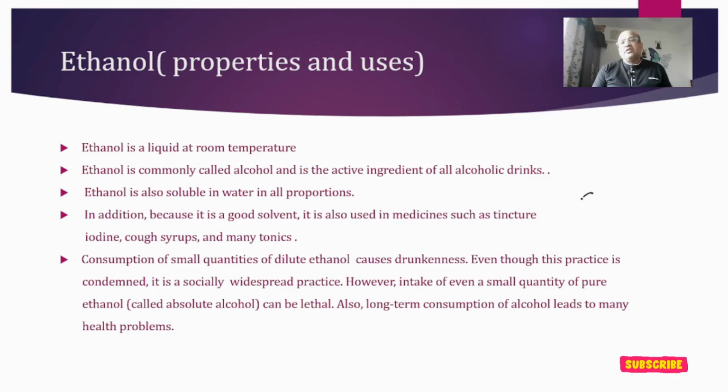So we know that ethanol is C2H5OH. We can also write it as CH3CH2OH. So the functional group is alcohol. Let's see a few of the properties and uses of ethanol.